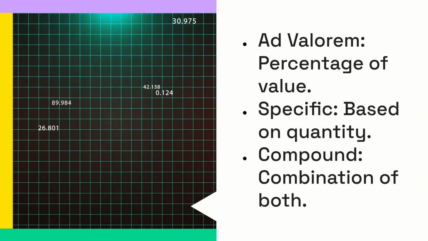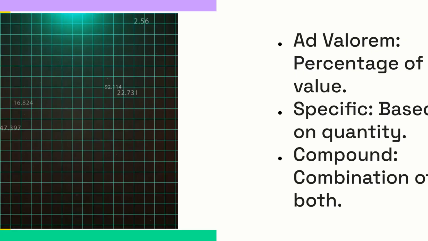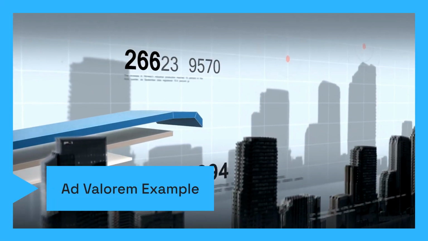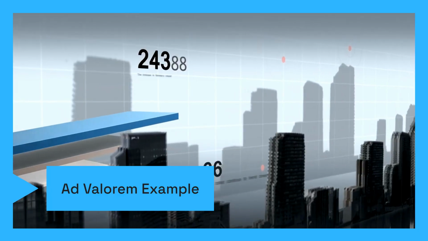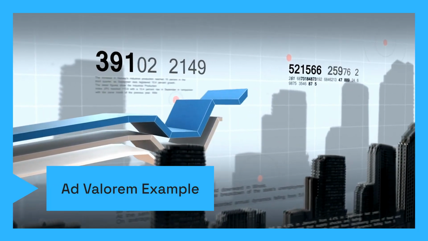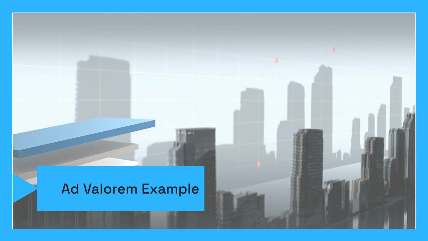Tariffs come in three main types: ad valorem, calculated as a percentage of the product's value; specific, based on the physical quantity; and compound, which combines both. For instance, an ad valorem tariff means if a product is valued at $100 and the tariff is 10%, you pay $10 in duty, regardless of its weight or volume.